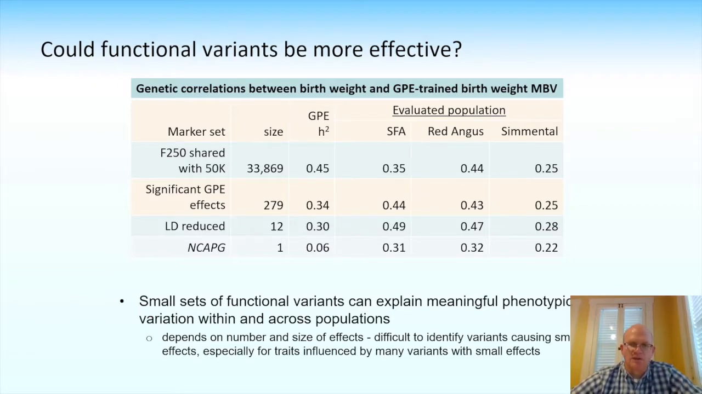We've looked at the F-250 chip on some of the data here. This is an analysis from Warren Snelling, and he looked at polymorphisms that we were seeing in the germplasm evaluation, which is GPE in this slide, at the US Meat Animal Research Center. And he did a series of analyses, one of which was based on using all markers on the F-250 chip that were shared with the original 50K genotyping array, of which there were around 33,000, or almost 34,000.